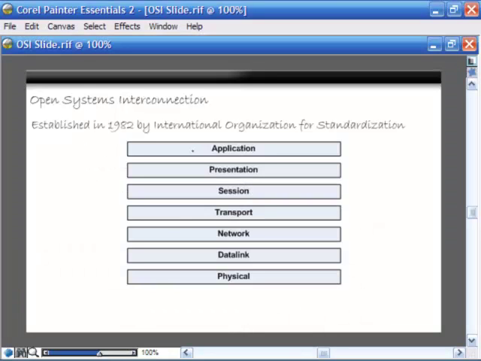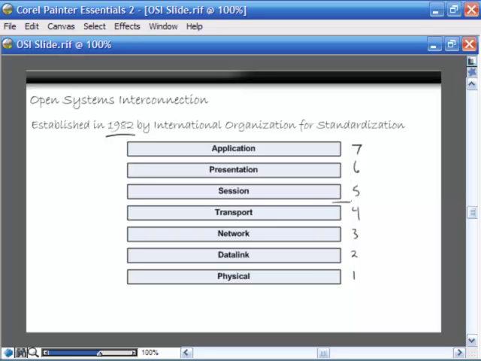OSI stands for Open Systems Interconnection. It was established in 1982 by the International Organization for Standardization. And they came up with a 7-layer communication model. And basically, the 7 layers are requirements for 2 machines to be able to communicate with each other, how to package the data, everything like that.